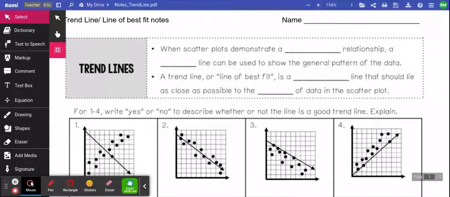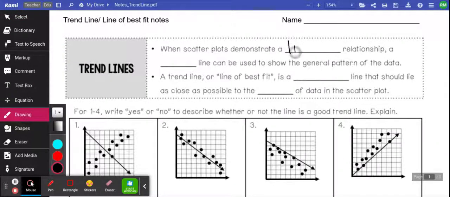Okay, so we're talking about trend lines. And trend lines, we made them yesterday without even knowing it. Okay, so trend lines go along with scatter plots. When a scatter plot demonstrates a linear relationship, so we're only looking at the ones that are linear.